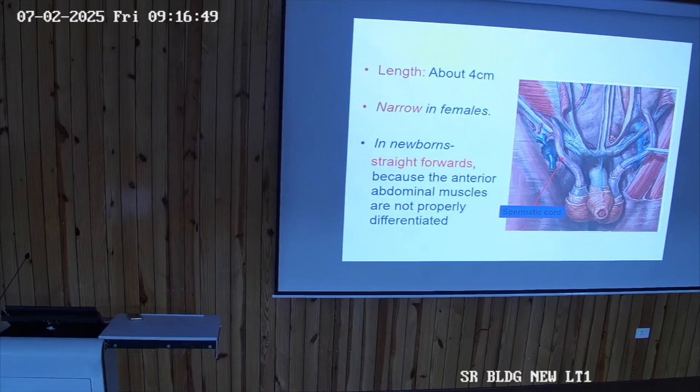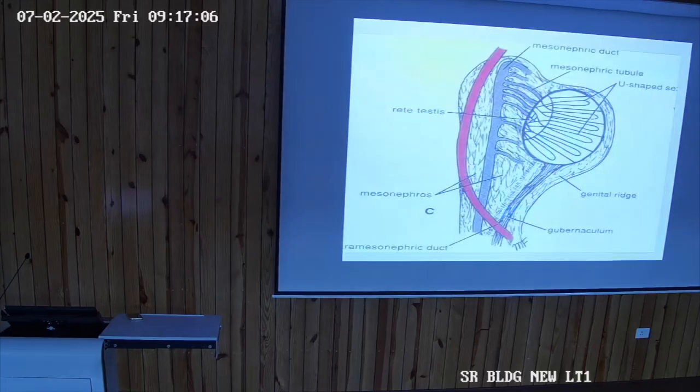In newborns, the canal is straight. It is not oblique. The deep ring and superficial ring are parallel, we can say. So it is in a straight line because the anterior abdominal muscles are not properly differentiated in the newborns. Then just a few words about the development so that you will know why this canal is present. What happens is, where are the testes developed?